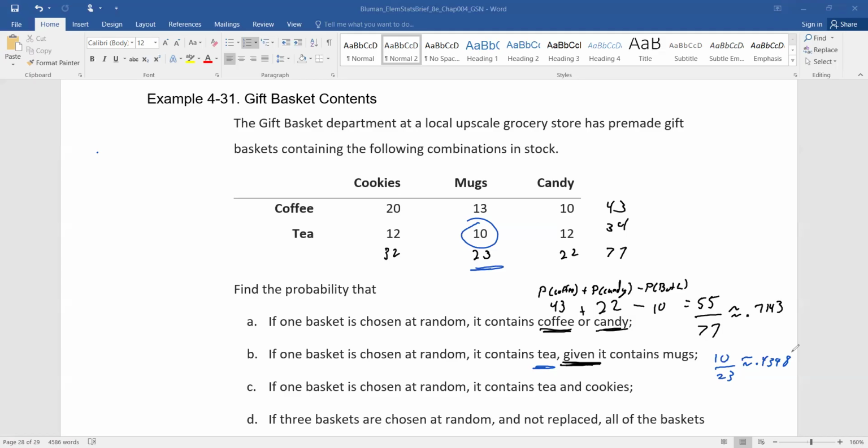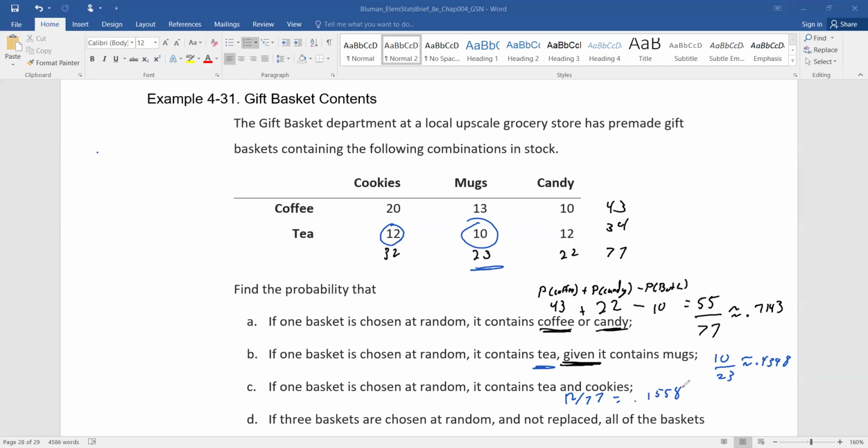Part C, if one basket is chosen at random, it contains tea and cookies. So the one basket is chosen at random. It contains both tea and cookies. So when it does that, I go to tea and cookies. That would be the 12. So in this case, that would be 12 out of 77, which comes to be about, let me type in the calculator real quick. 0.1558. So about a 15.58% chance that you'll get both tea and cookies.